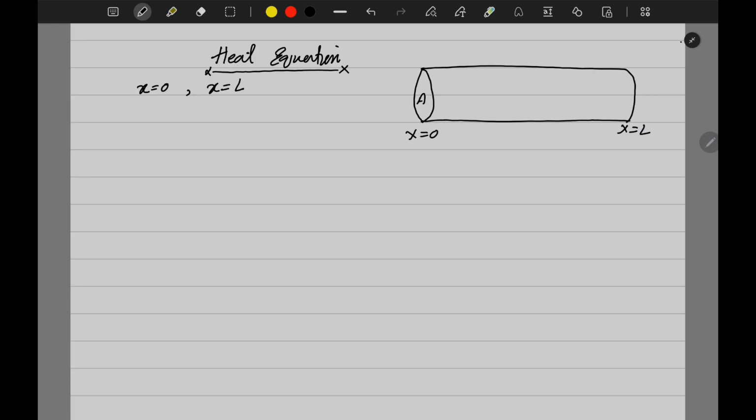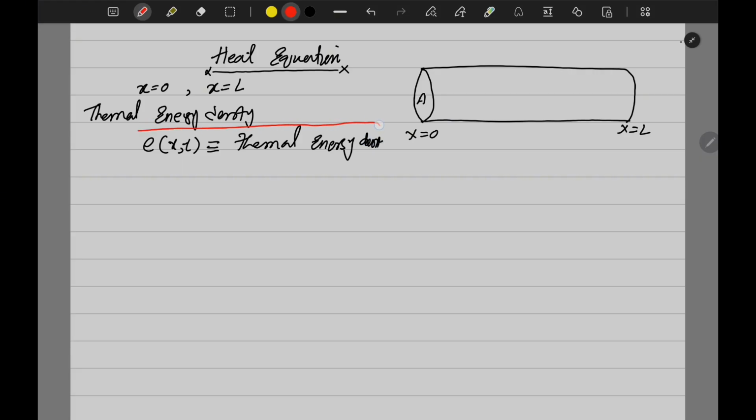First of all, the important thing is that we introduce a temporary quantity, the thermal energy per unit volume, and we treat it as an unknown variable. This is called the thermal energy density, that is e(x,t). We are treating it as an unknown variable now.